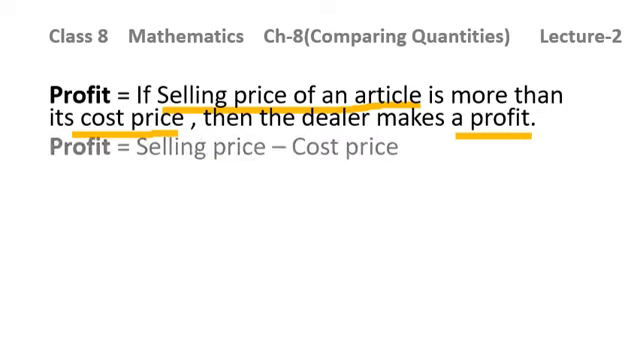Then coming to profit, as I told you, profit is SP, that is selling price, minus cost price. Why are we subtracting cost price from selling price? Because selling price was greater than the cost price in case of profit. So selling price minus cost price will give you profit.